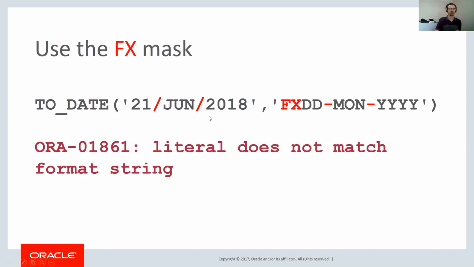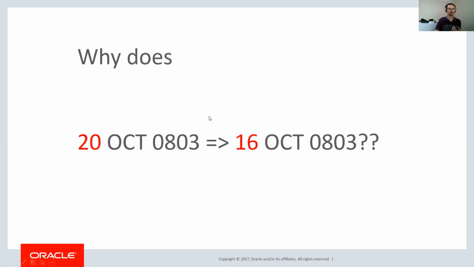But perhaps the most interesting question is, we got this string, 2010 0803, and we did a to date of that. So what we got is the 20th of October, year 803. And actually the to date returned the 16th of October. This is probably the most confusing aspect of it. To answer this, we need to go back in time a little bit.